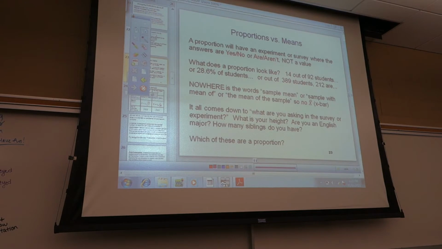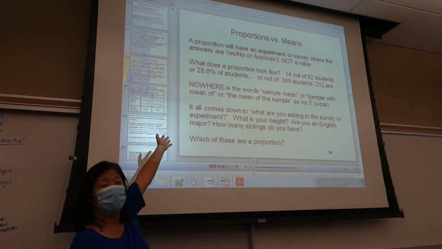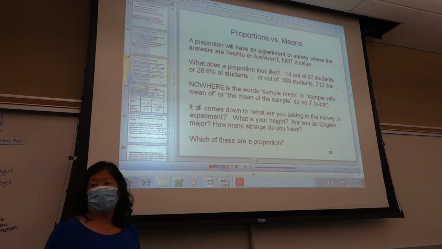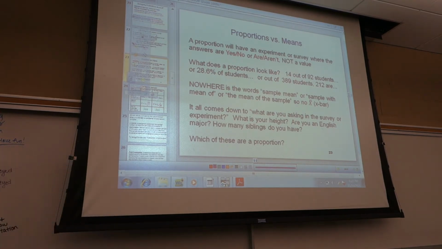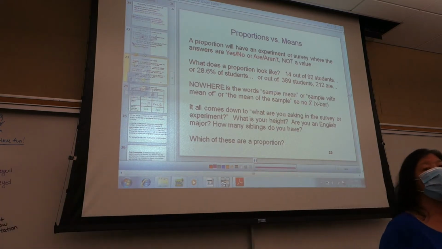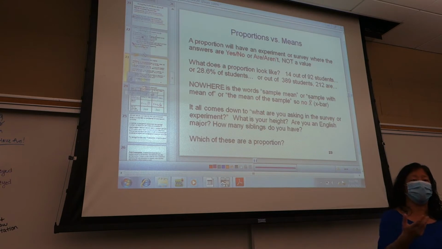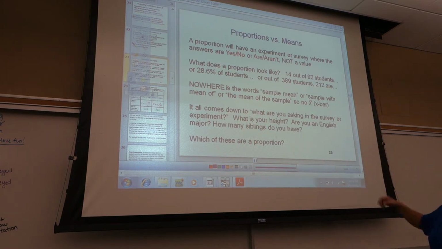So the two main things you need to know is whether it's a proportion or a mean, whether it's a confidence interval or a hypothesis test. How do you know it's a proportion versus a mean? Yeah, percentage. A proportion will have a percentage. Either I'll give you the p-hat, which you know it's a p-hat because it's a percentage, or I'm giving you the number of yeses out of n. So like 14 out of 92 students, right?